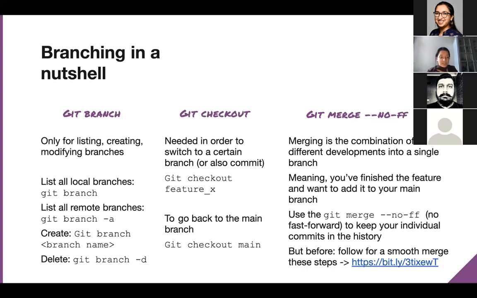To delete a branch, which is also a very important command, you would do git branch -D and then the branch name behind the -D. Sorry, this is a typo. I will correct this. Yeah, Christin, there's another question.